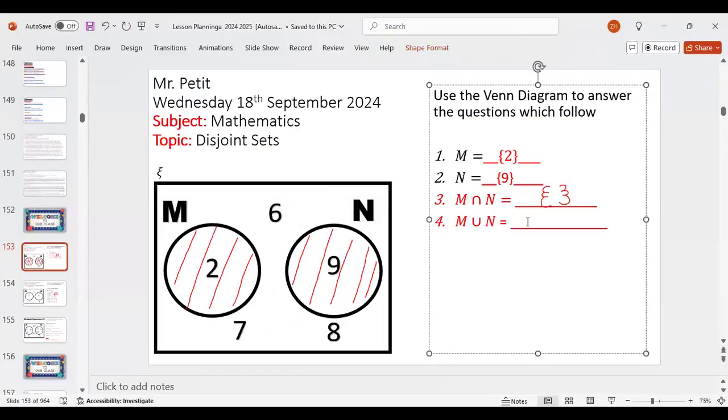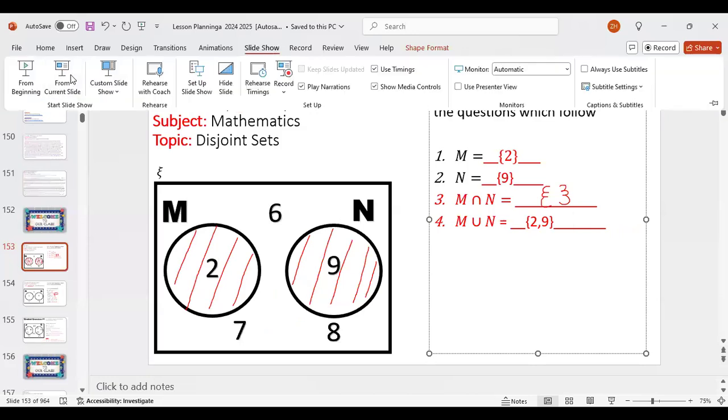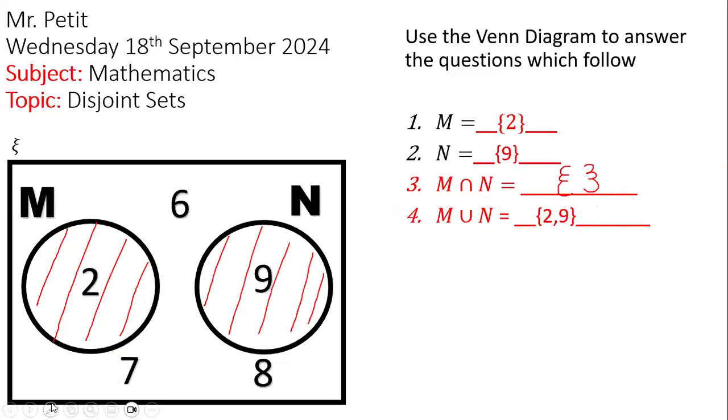Someone tell me, what's it going to be? {2, 9}. Yes, that's the union. Do 6, 7 and 8 count? Are they inside M and N? No, sir. Okay, so we don't put them in. We only include what's inside M and N. Does that make sense?